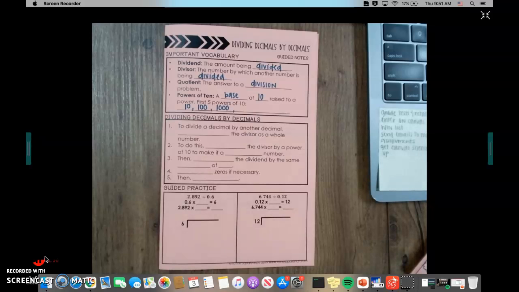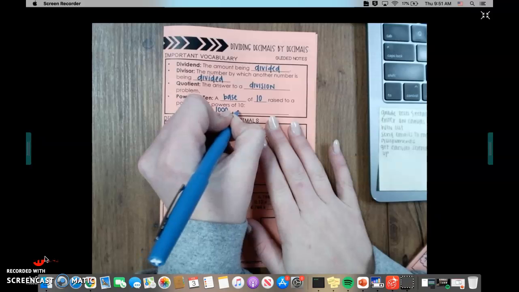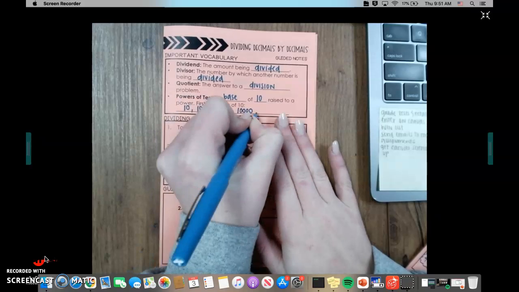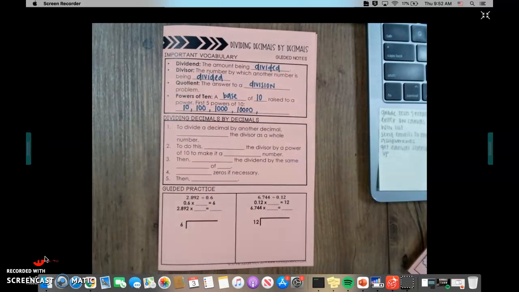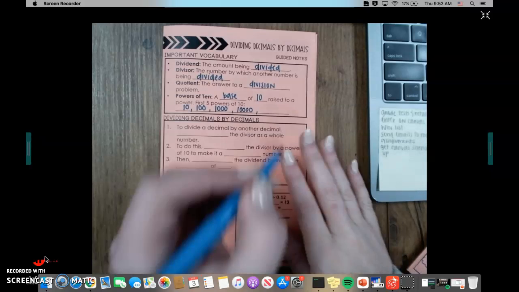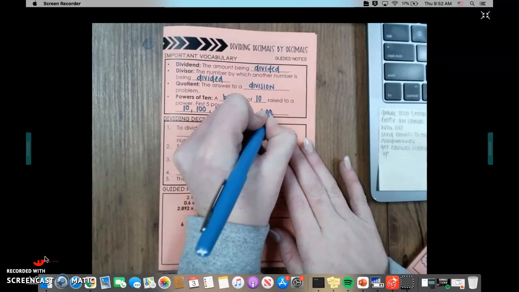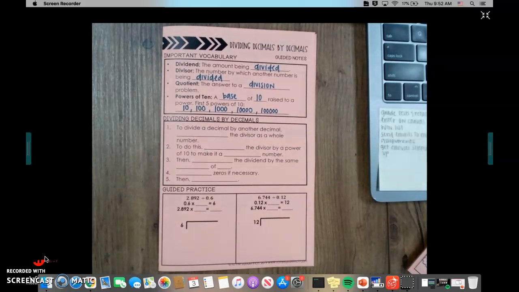So what do you think my answer to 10 to the power of 4 would be? Everyone together, go. 10,000. Nice job. And if I want 10 to the power of 5, my answer would be 1, 2, 3. There you go. Nice work, 6th grade. So you're going to see where we need those powers of 10 later on in our steps.